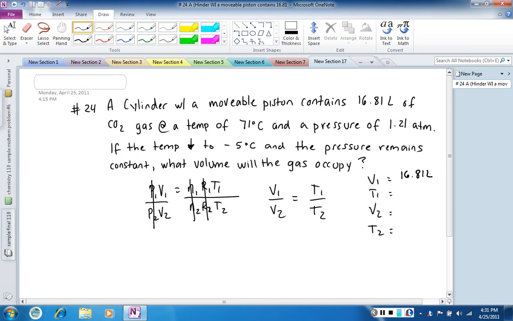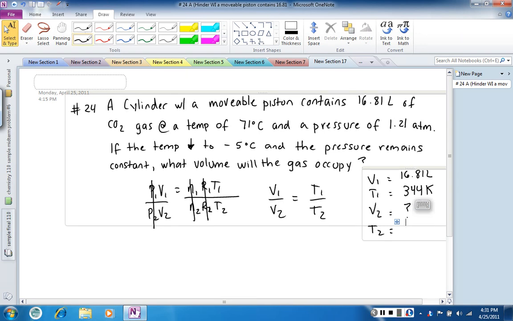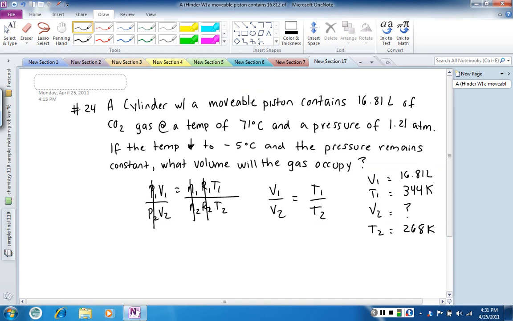My T1 goes with that 16.81 liters. So it tells you 16.81 liters of gas at. The key word there is at. At links those two together. So 16.81 liters at 71 degrees Celsius, and that equals 344 Kelvin. We've got to have it in that. Our V2 is what we're after, and our T2 is -5 degrees Celsius, which comes out to be 268 Kelvin.